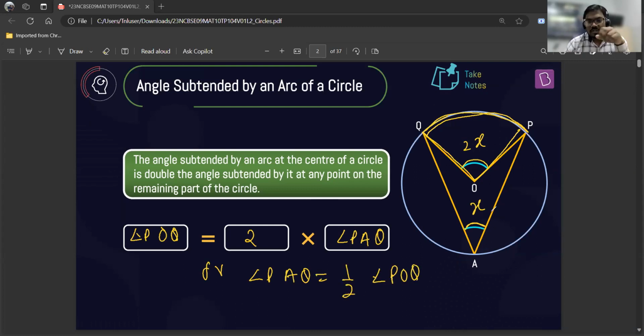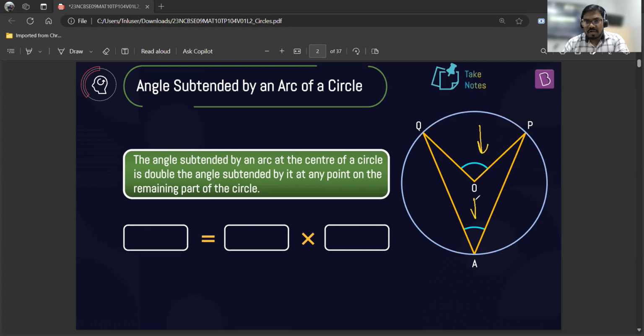That means the angle at the circumference is half of the angle at the center, and the angle at the center is double the angle at the circumference. That is the concept. I hope it is clear to you. This is the concept we discussed in the last session. One more important point I need to recall: the direction of the angle is very important here. If it is downwards, it must be downwards, and if it is upwards, then it must be upward.